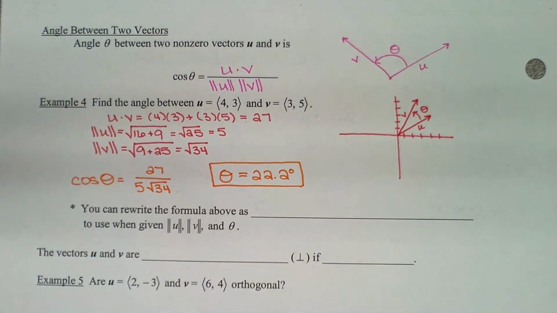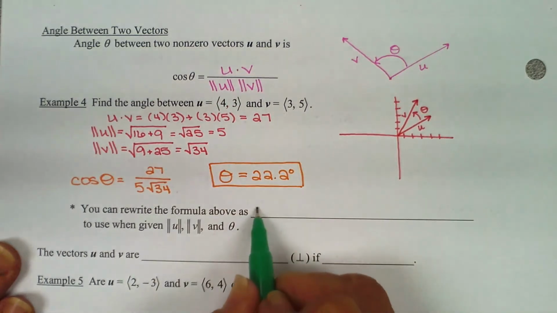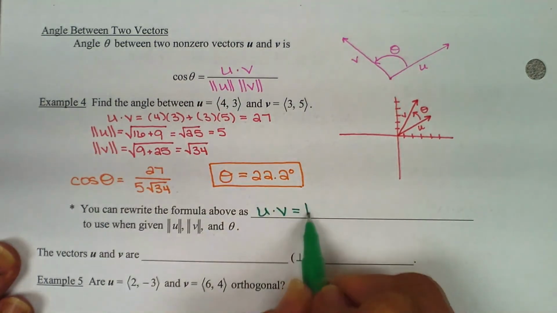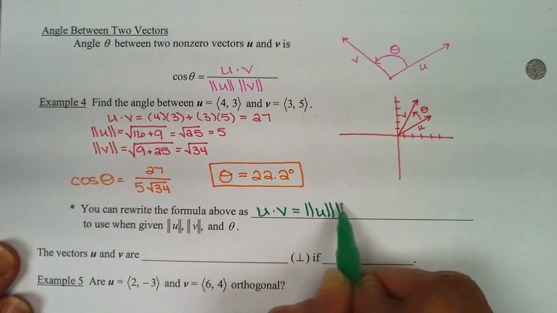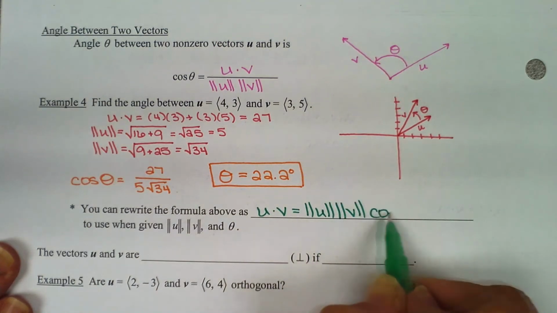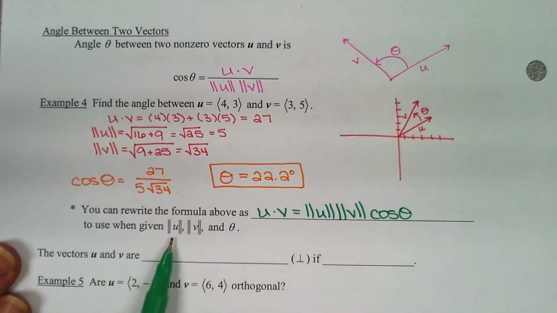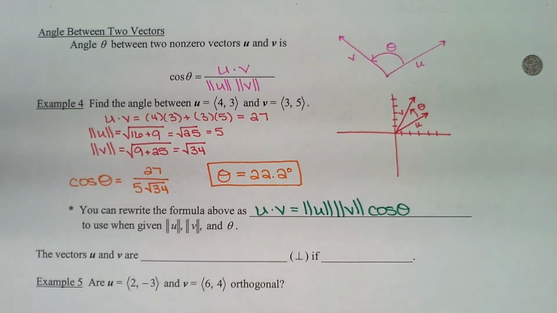Now, with this formula, we could rewrite it so that it looks just a little bit different. What we could do is take this formula and solve it for u dot v and say that u dot v equals, and if we did, we would have to multiply those magnitudes over. So it would be the magnitude of u times the magnitude of v times cosine of theta. And we're going to use this formula whenever they give us the magnitude of u, the magnitude of v, and a theta, and then they'll be asking us what's the dot product.